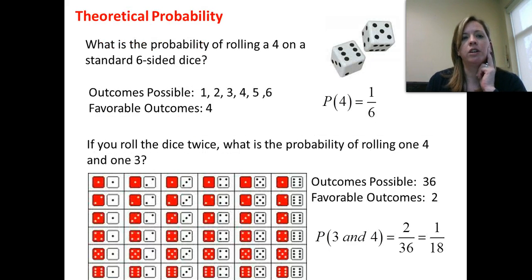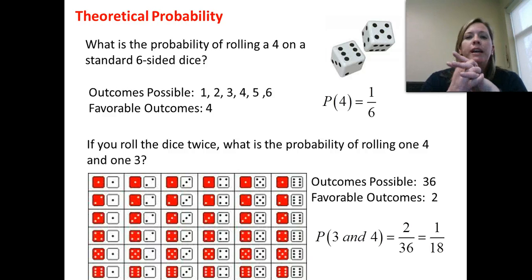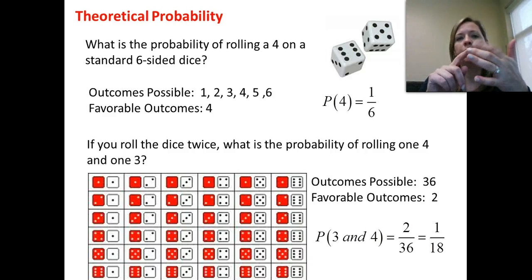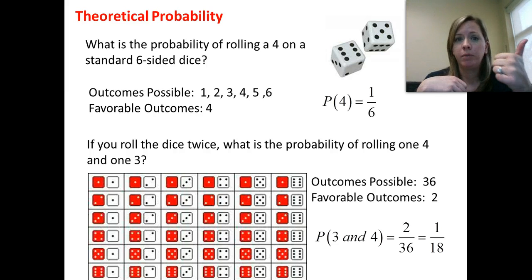All right, so now let's talk about theoretical probability. So in my first example, what's the probability of rolling a 4 on a standard 6-sided dice? So if I'm rolling it one time, what's the chance of rolling a 4? Well, then you're going to look at the outcomes that are possible. 1, 2, 3, 4, 5, or 6. There's 6 different outcomes possible. The favorable outcome is 4, and there's only one way to get a favorable outcome. So the probability of rolling a 4 would be 1, because there's only one favorable outcome, divided by the 6 different outcomes that are possible.